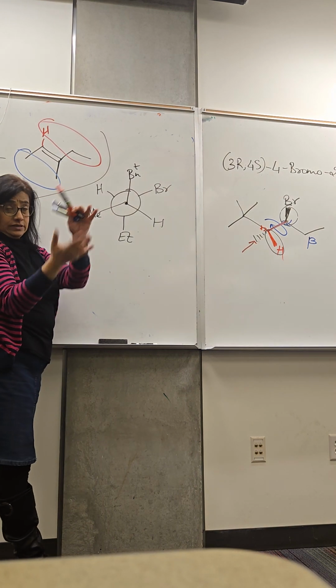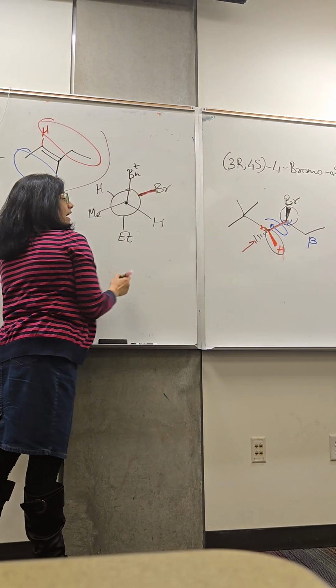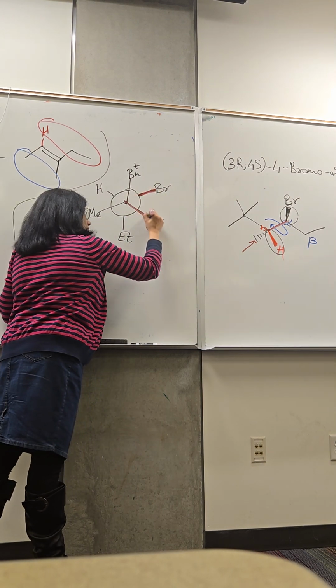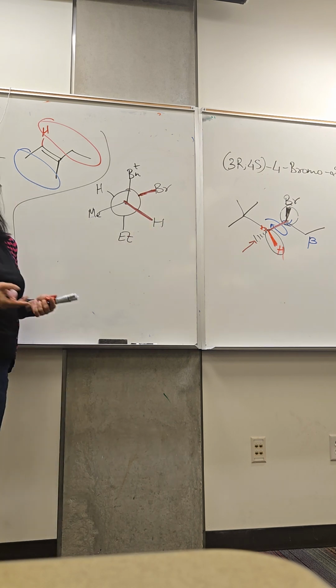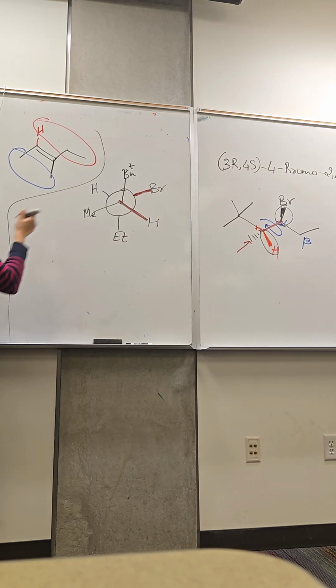Which two bonds need to be 180 degrees? The bromine and the hydrogen. This bond right here and that hydrogen, this bond right there. Right now they are not 180 degrees. So let's rotate.